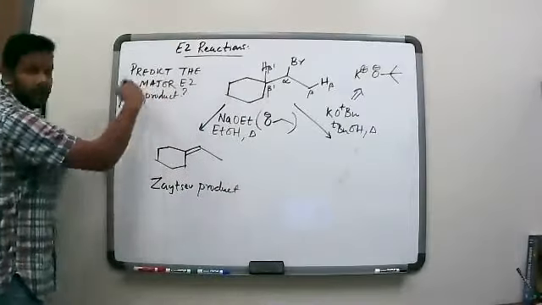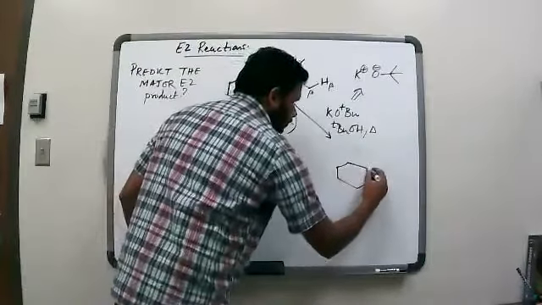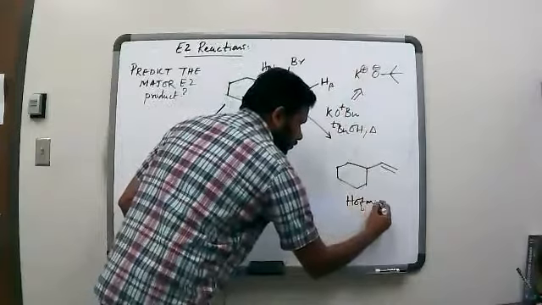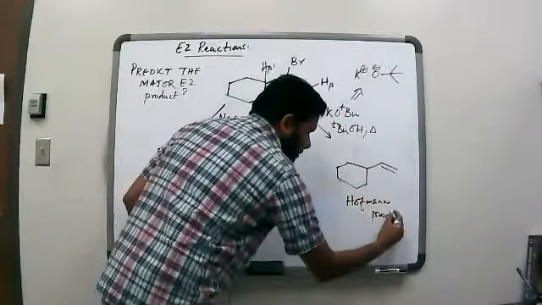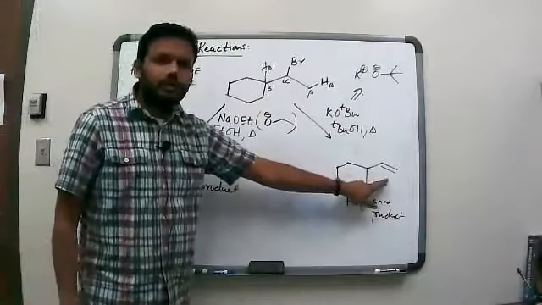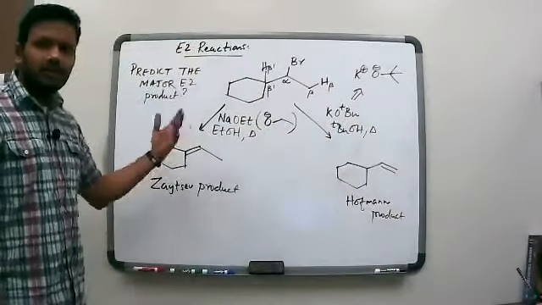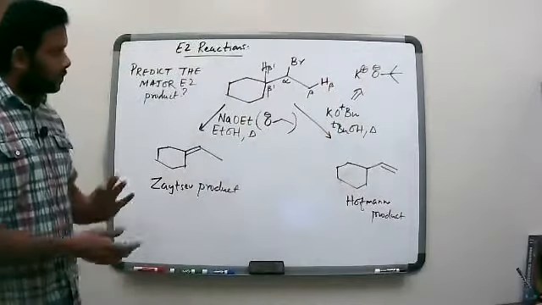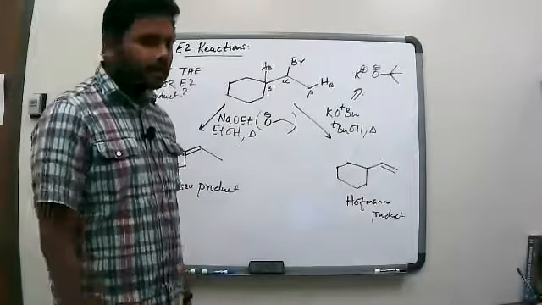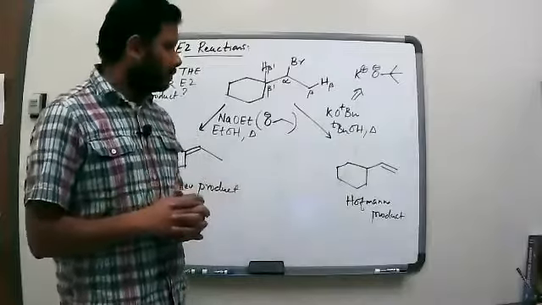And I'm only writing the major product because that's the question, predicting the major product. And this is the Hofmann product. So that will be our major product. The less substituted alkene would be the major product with the bulky base. The more substituted alkene would be the product with the less bulky base. Okay, so that's the regiochemistry of E2 reactions. In the next video, we're going to talk about stereochemical aspects of E2 reactions.